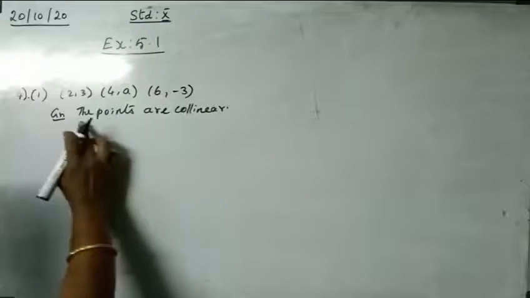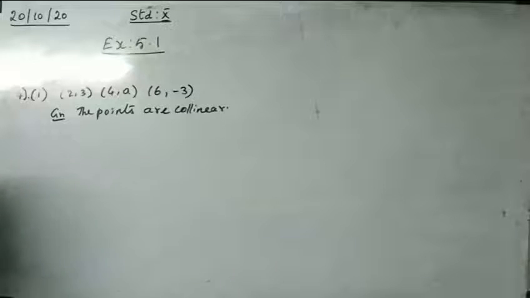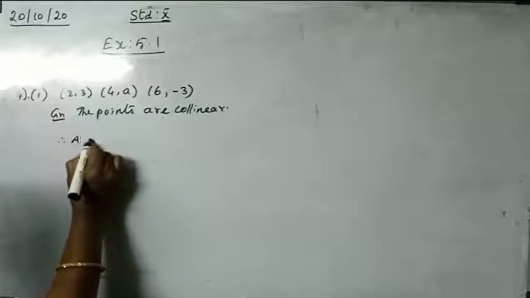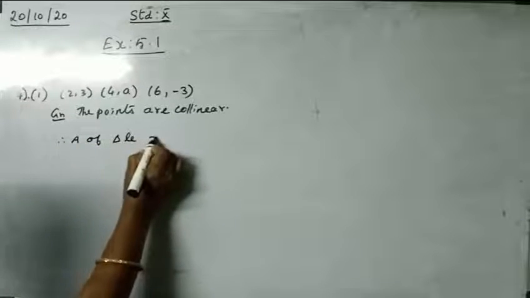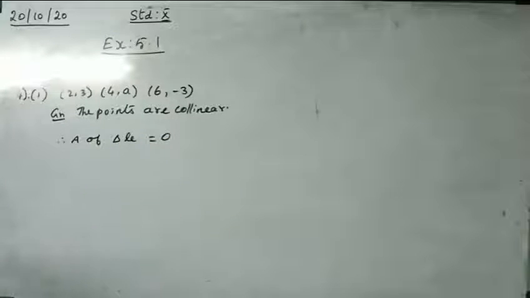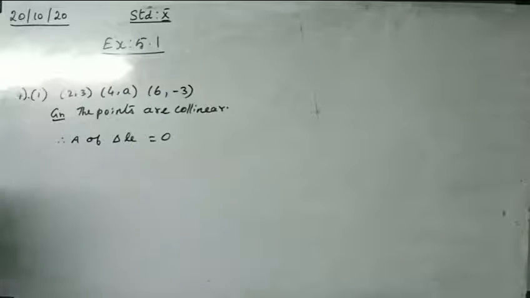What do you mean here? The points are collinear. Collinear means the points lie on the same straight line. It should not form a triangle. Therefore, we can take the area of the triangle as 0. Since the points are collinear, the area of triangle is 0. This is the condition we need. Now write down the formula, substitute the points and find the value of A.